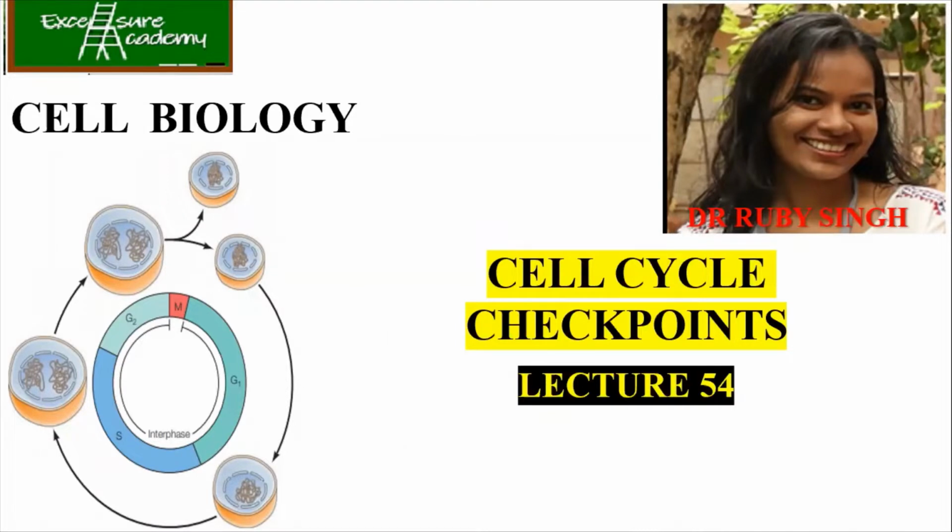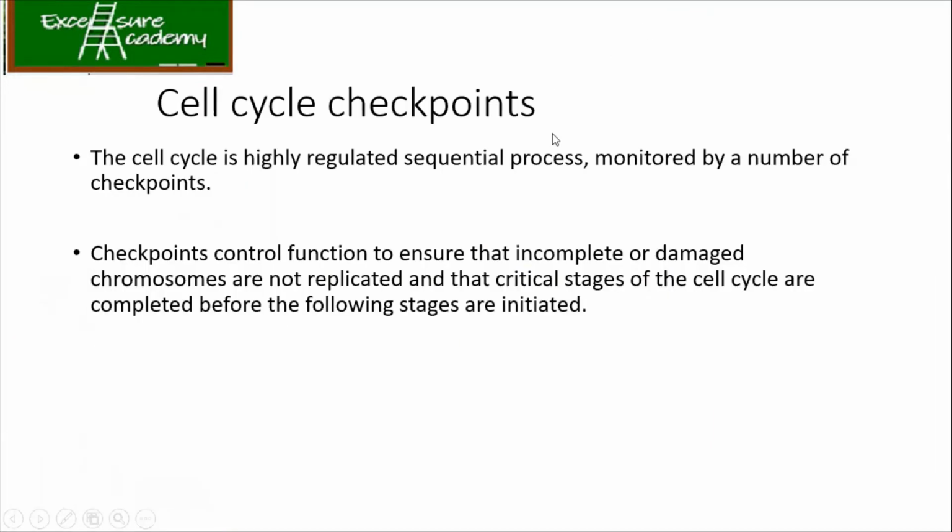So we'll be doing today the cell cycle checkpoint. This is the last topic in the cell cycle. It is a highly regulated sequential process which is monitored by a number of checkpoints. The checkpoints control function to ensure that incomplete or damaged chromosomes are not replicated and that critical stages of the cell cycle are completed before the following stages are initiated.